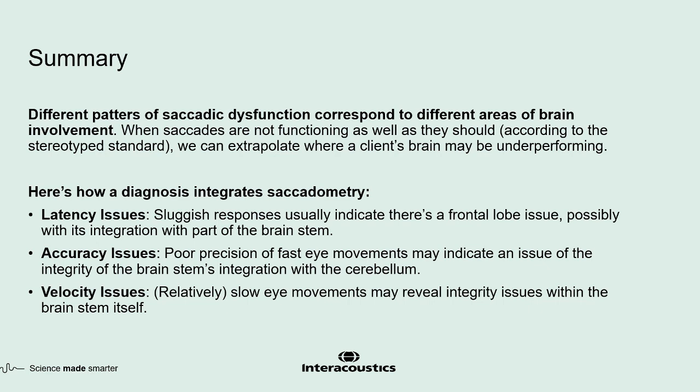So in summary, different patterns of saccadic dysfunction correspond to different areas of brain involvement. When saccades are not functioning as well as they should, according to the stereotype standards, we can extrapolate where the client's brain may be underperforming. In general, latency issues, sluggish responses usually indicate there's a frontal lobe issue. Accuracy, that's usually a problem with cerebellar integration with the brainstem. And then velocity issues are usually about the brainstem itself, about burst neurons.